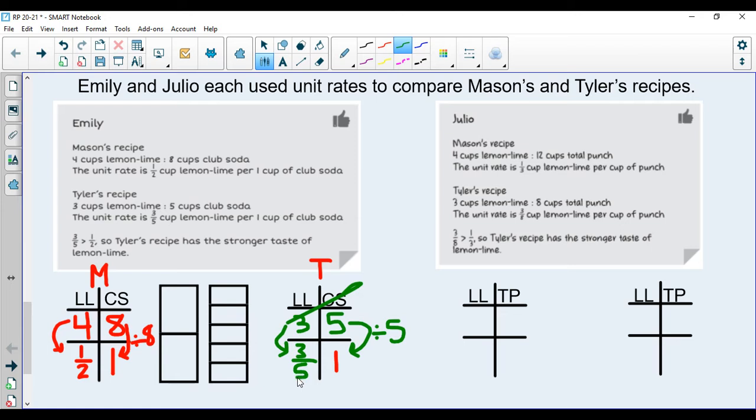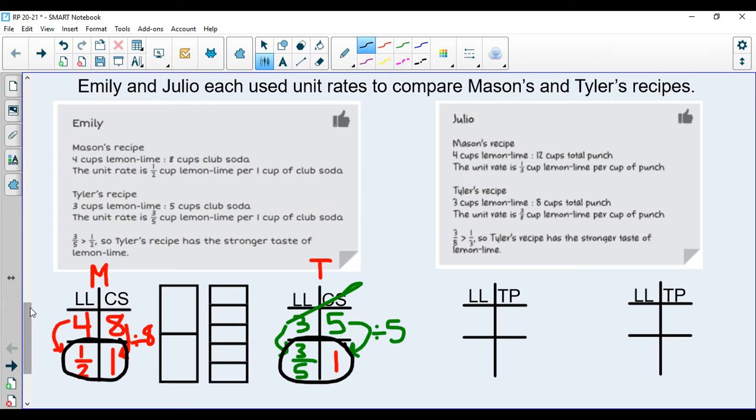3 divided by 5. I'm just going to write it as the fraction 3 over 5 since I left Mason's as a fraction. Now, to figure out whose is the lemon limiest, I'm wanting to compare these unit rates. Because the 1 cup of club soda remains the same, what it is that I'm looking at is how much lemon lime they're putting into the punch. I know that 3/5 is greater than 1/2. Therefore, Tyler's would be the lemon limiest.